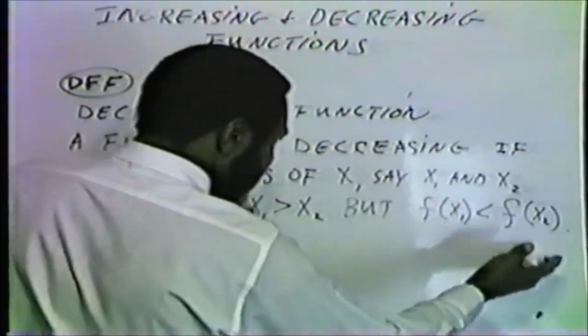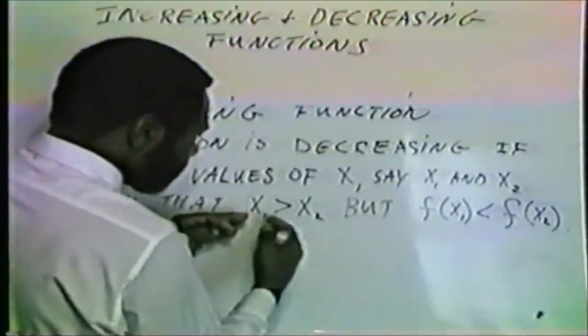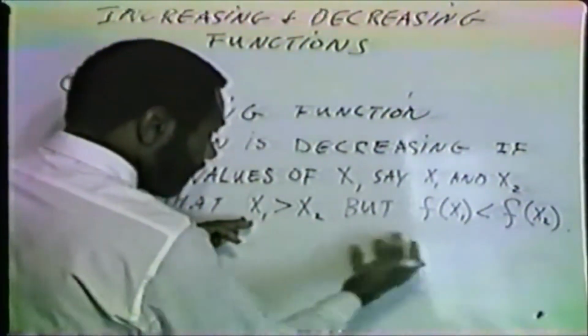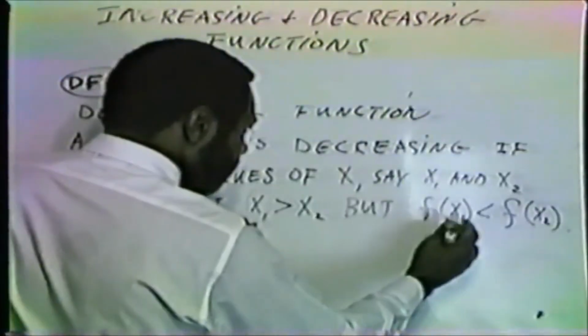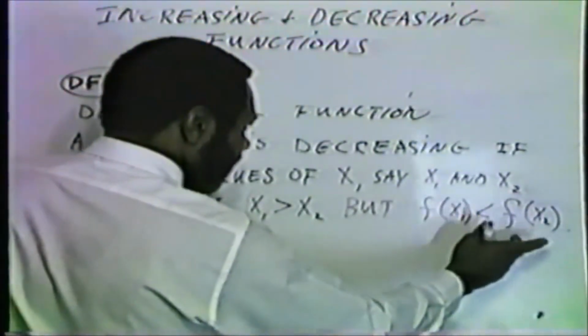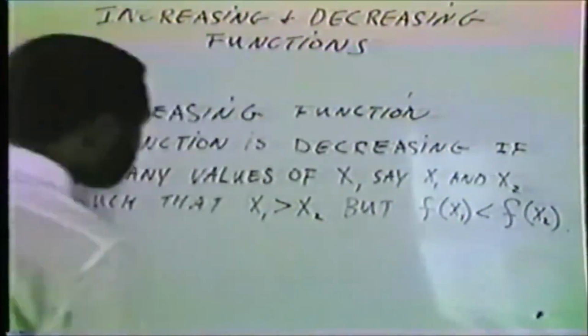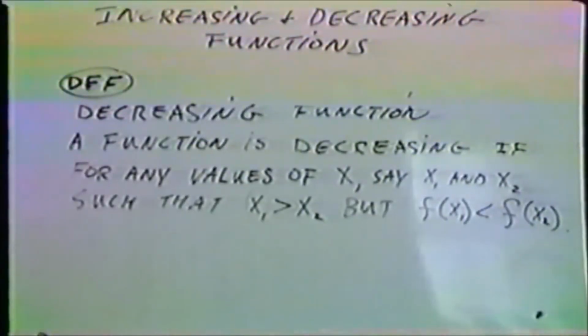Notice that the numbers have flip-flopped on us here. Here we're saying x1 is greater than x2, but then over here we're saying that f of x1 is less than f of x2. So this is the case for the decreasing function.